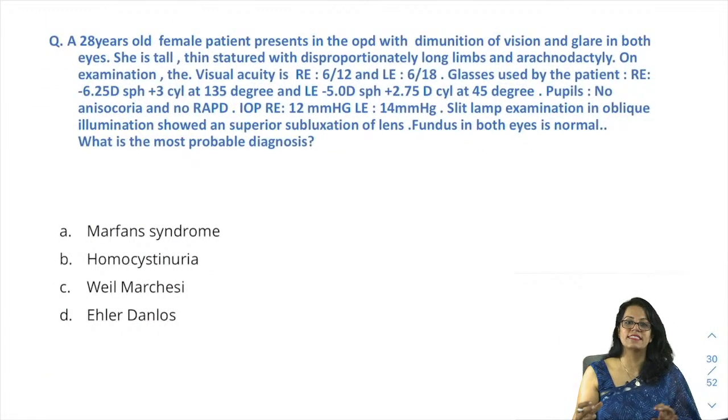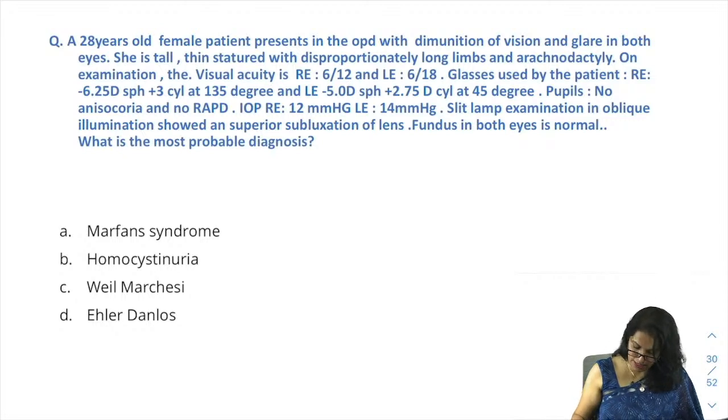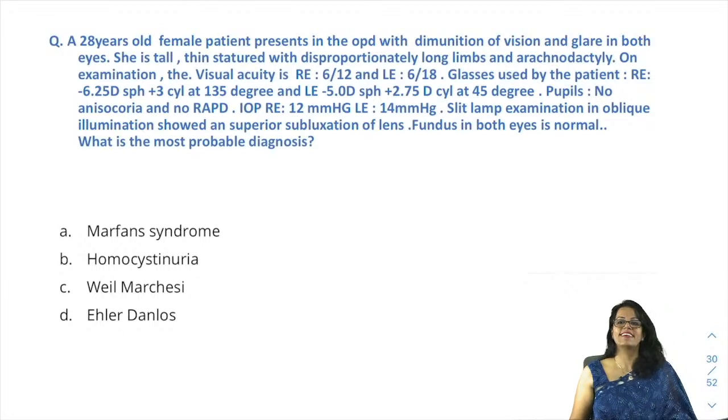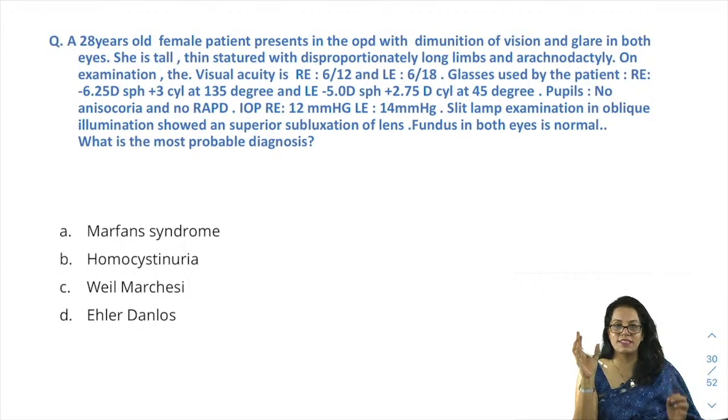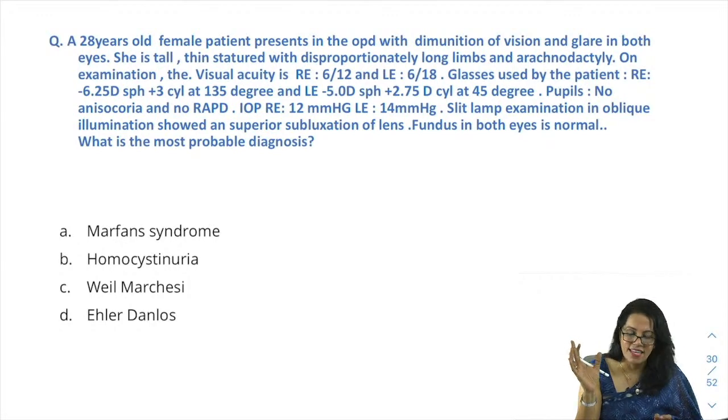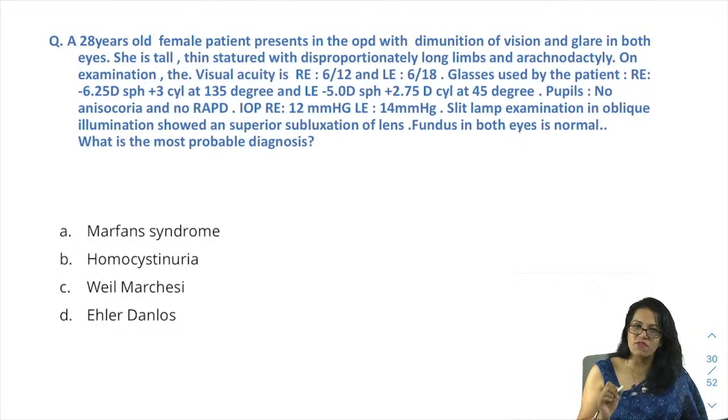Okay, we come to the next question. Again the same method. What is the most probable diagnosis? What are the options? Marfan syndrome, homocystinuria, Wein-Marchesani, Ehlers-Danlos. So now your mind should go where? Very quickly, if you have actually studied well, you will start thinking about subluxation of lens, looking at these options. Now you read the question, it becomes very simple.